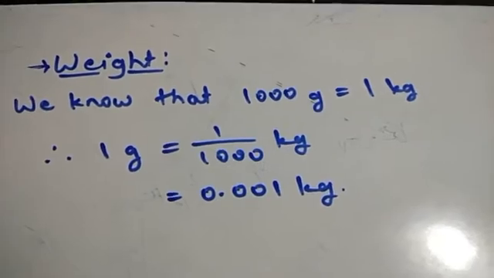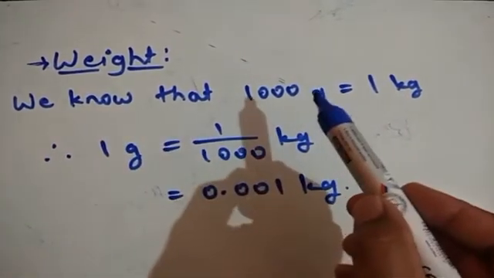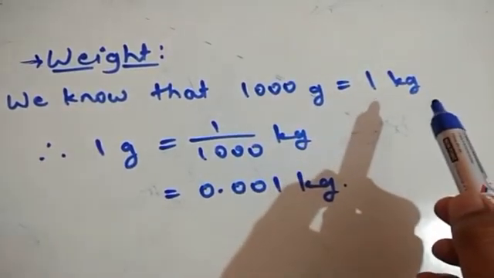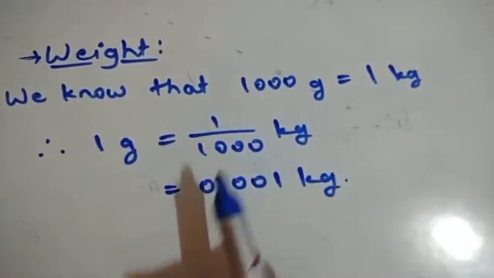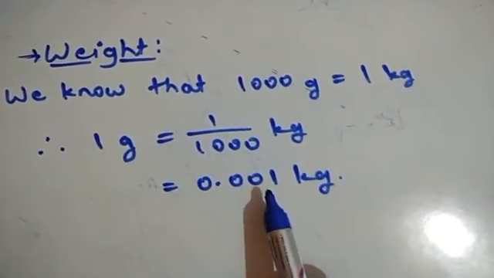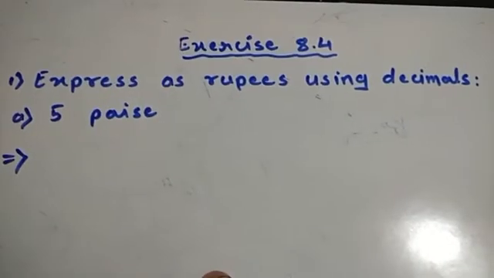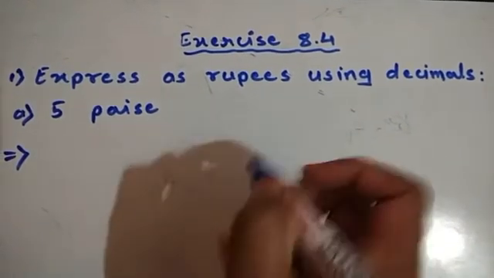Next one is weight. We know that students, 1000 gram is equal to 1 kilogram. Therefore 1 gram is equal to 1 upon 1000 kilogram, and 1 upon 1000 can be written as 0.001 kilogram. Now let's study some questions from exercise 8.4.